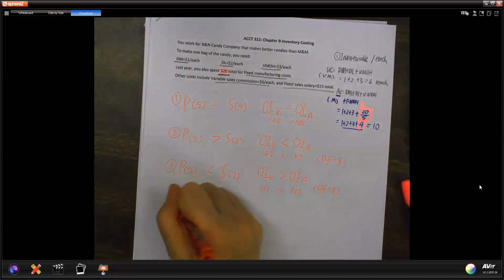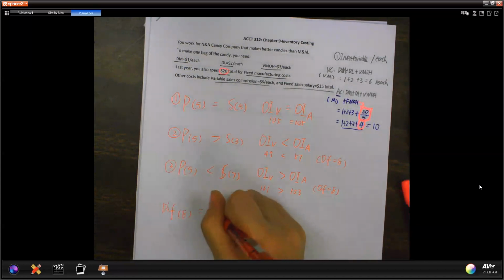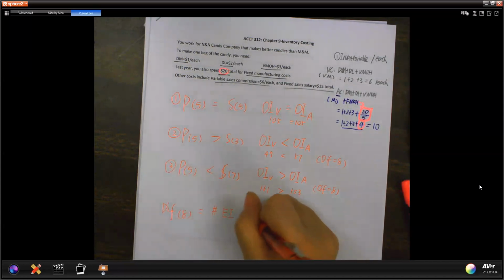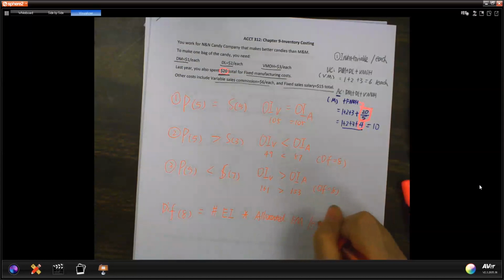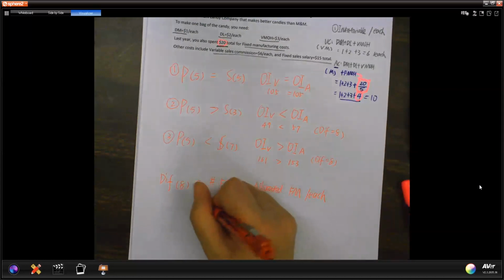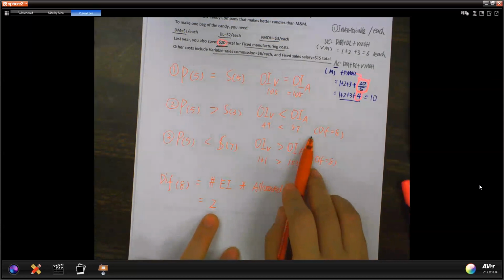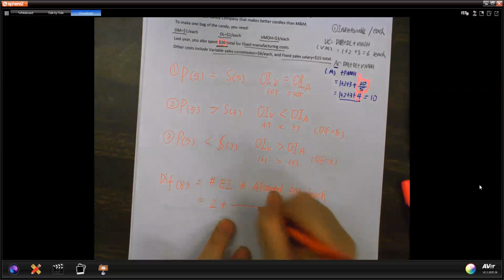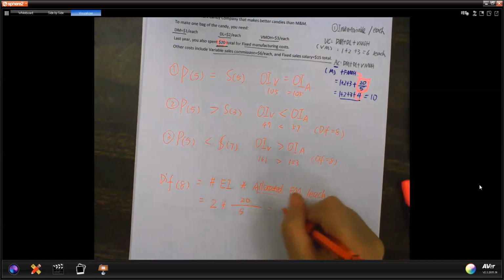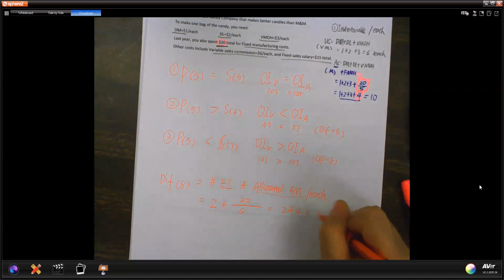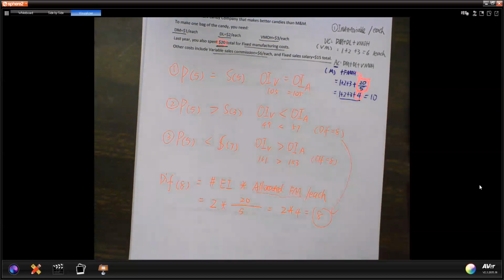So you will find out that the difference is your number of ending inventory times your allocated fixed manufacturing cost for each one. So your ending inventory was 2 for the second situation, and for each one you allocated, in total you spent 20, you produced 5. So it will be 2 times 4 gives you that $8. That's the magic of our accounting numbers.